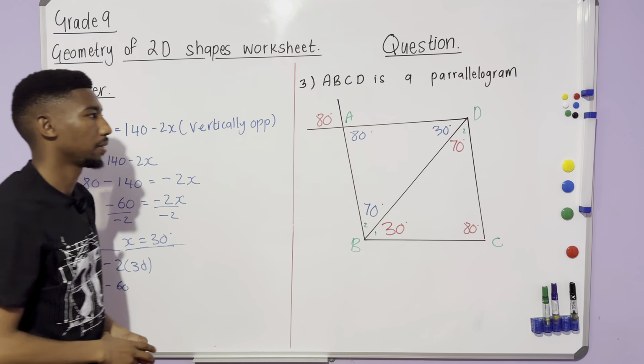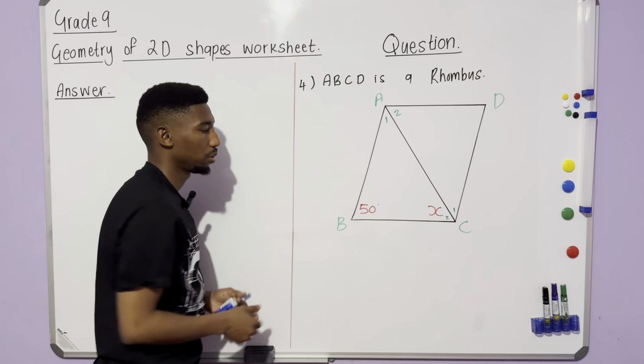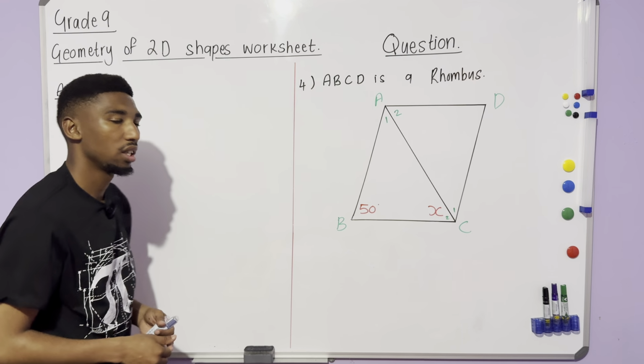Looking at question 4, ABCD is a rhombus, and again, we need to find x and all the interior angles.